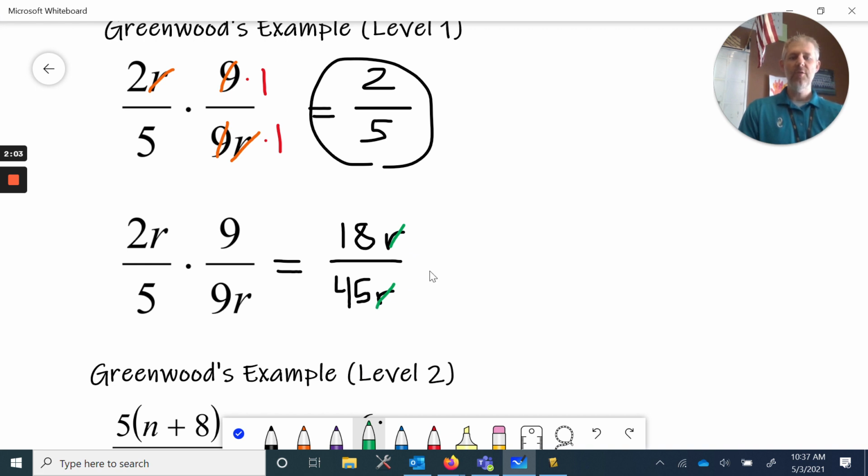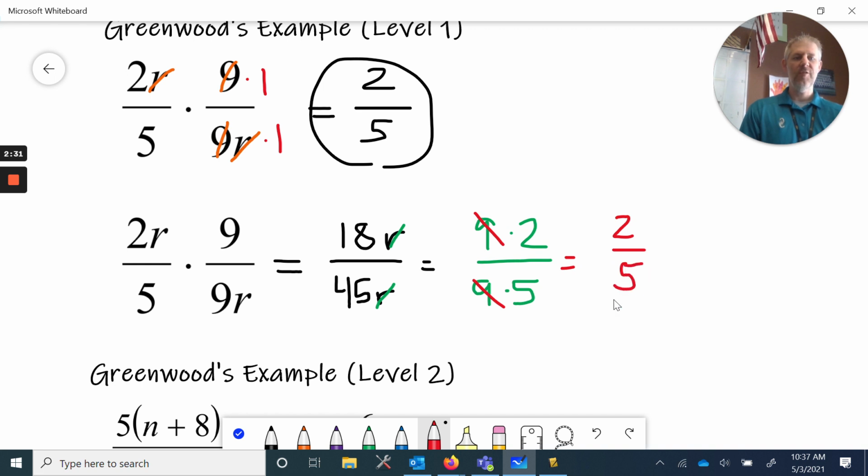I also notice that from looking at my factor chart, 9 goes into 18 twice, and it goes into 45 5 times. So I'm going to rewrite this as 9 times 2. I wrote that backwards from how I wanted to. And 45 I'll rewrite as 9 times 5. So now we can clearly see the 9's cancel, and I'm left with 2 over 5, which is the same answer I got with the first strategy.